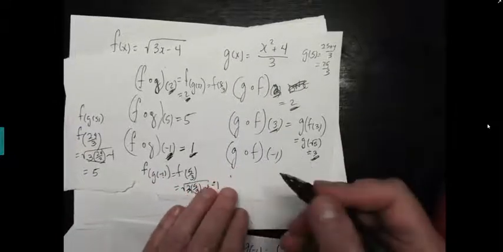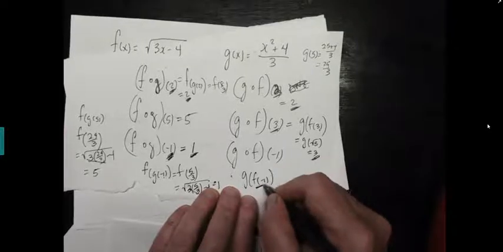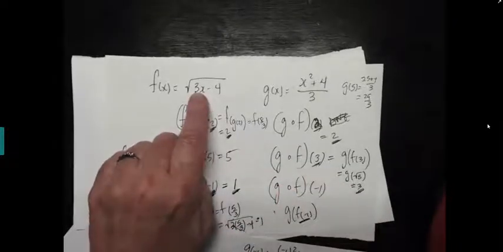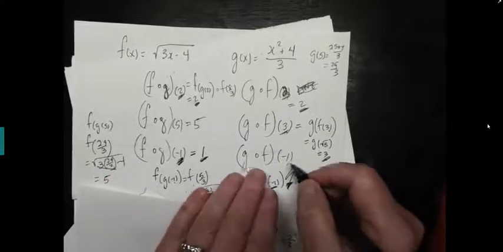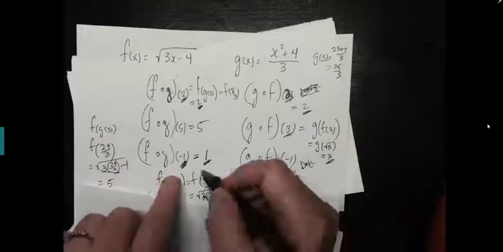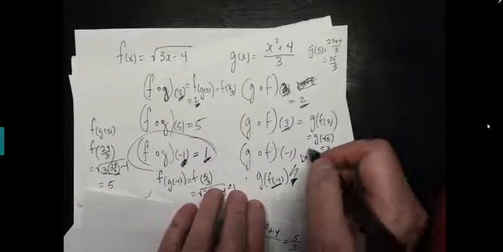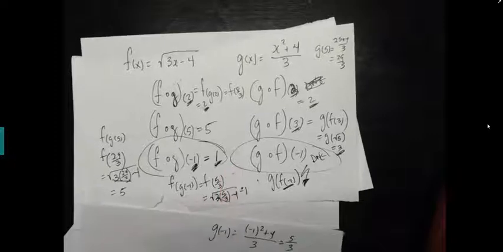What happens if I try and do it in that order? What is f evaluated at -1? If I plug in a -1 there, I have the square root of -7, which does not exist. And so that's a contradiction, and so this does not exist. So these are not inverses. As soon as you find one that doesn't work, that doesn't give you what you started with, you can conclude that they're not inverses.